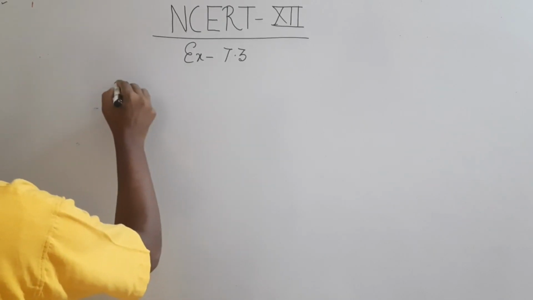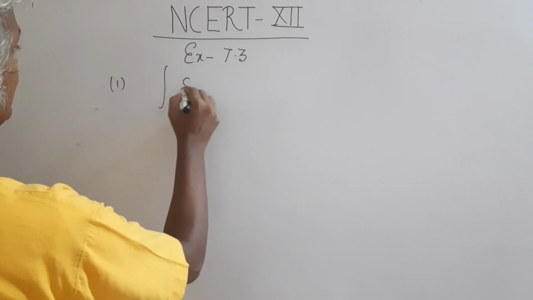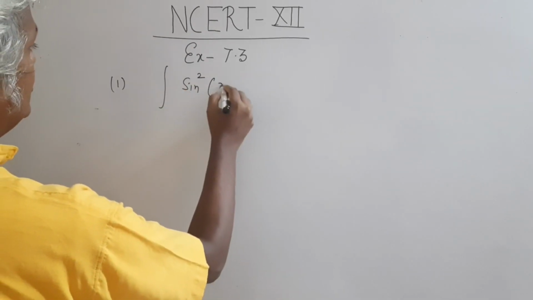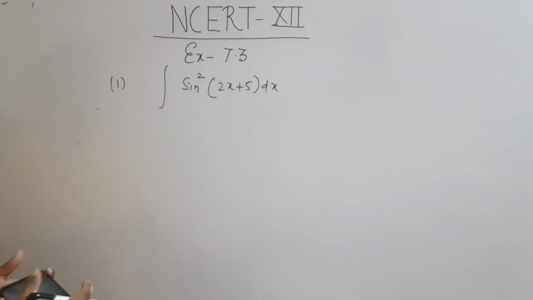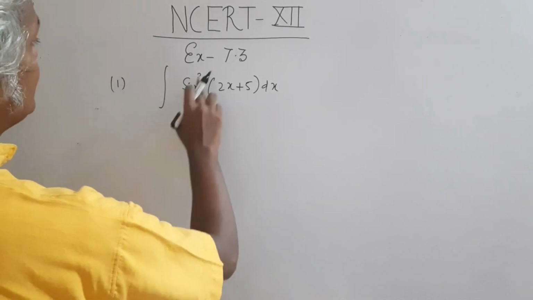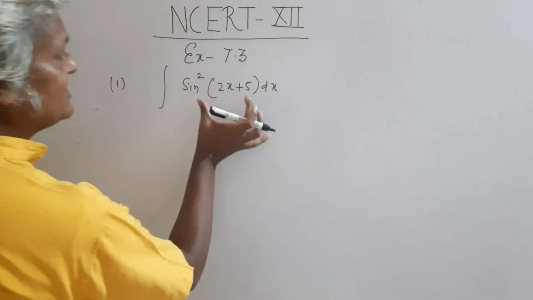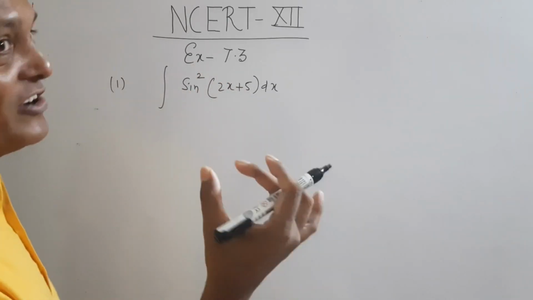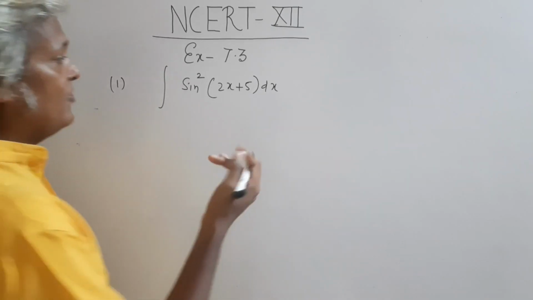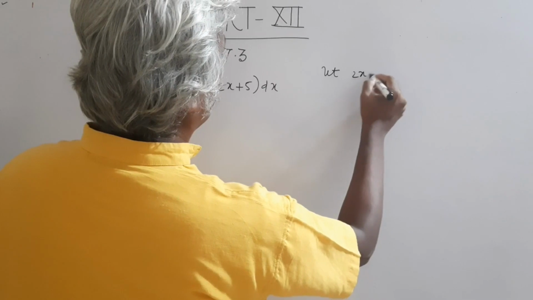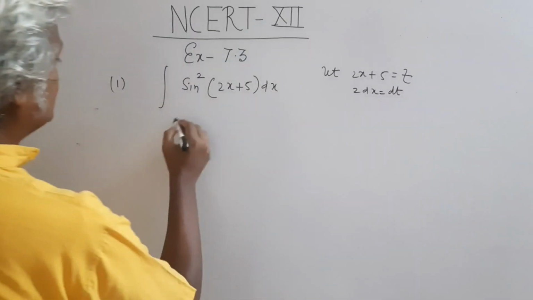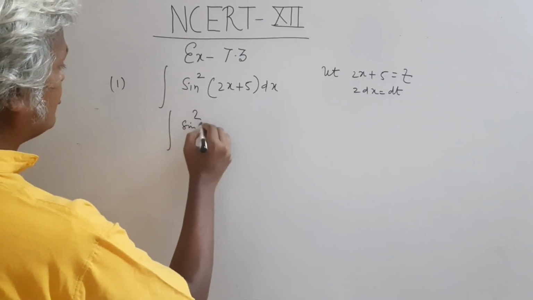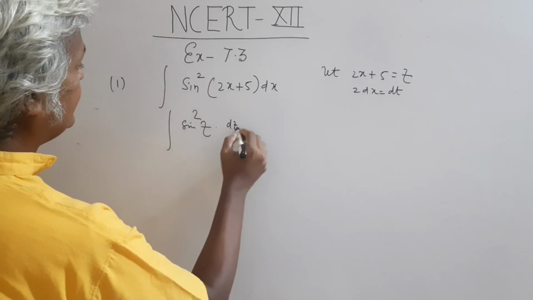So here I start my first question. It goes like question number 1. How to find the integral of sine square (2x plus 5) dx. Now you know that there is no direct method or direct formula for finding the integration of sine square of something. But first let me substitute 2x plus 5 as theta or t so that at least I can have a better generalized form. So here I go, let 2x plus 5 be t, so 2dx is dt. So my question becomes the integral of sine square t dt over 2.